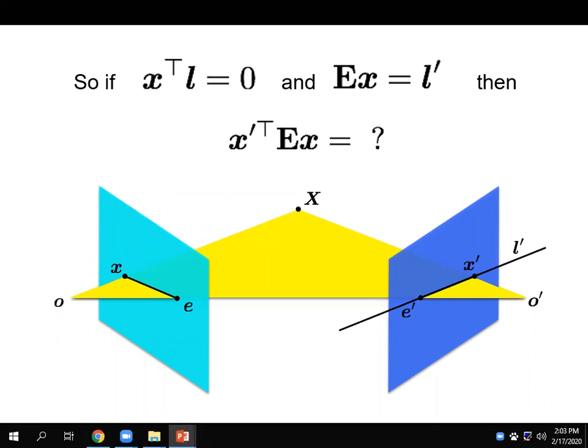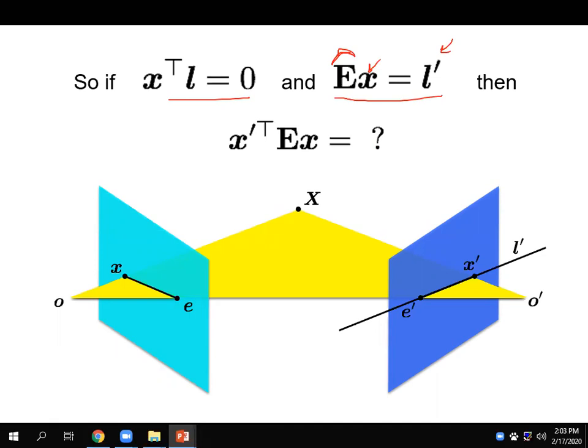So now we know that X transpose L is equal to 0, but also we know that E of X is equal to L dash, if you recall. I told you that you have a point X. We need to map this point X to L dash, so I have to multiply it by a certain particular matrix, which you call the essential matrix.